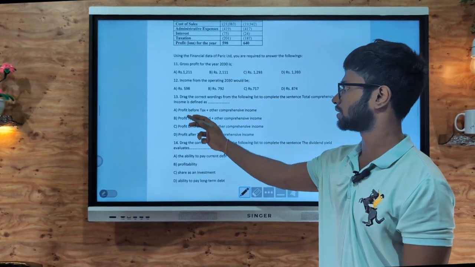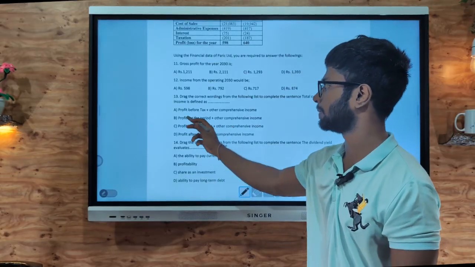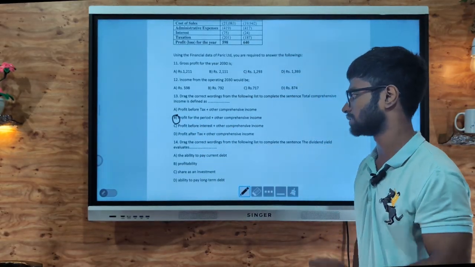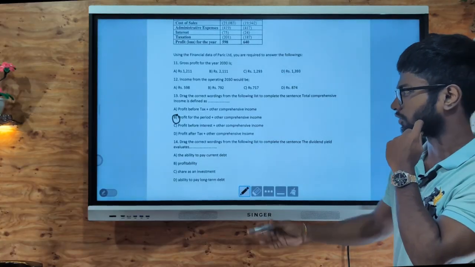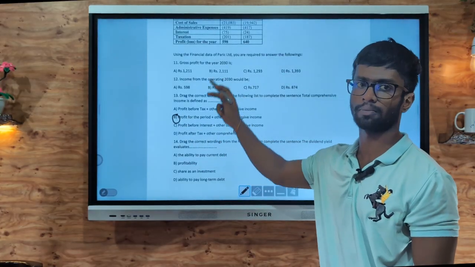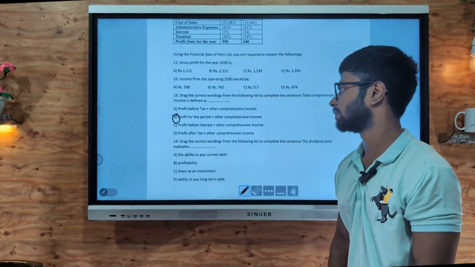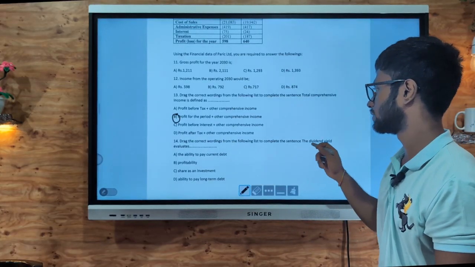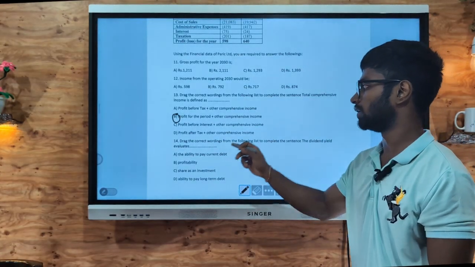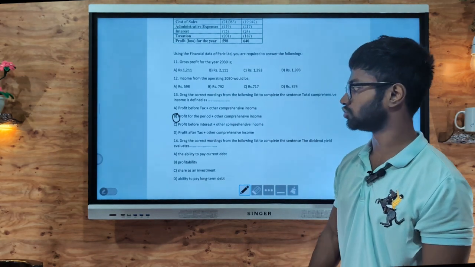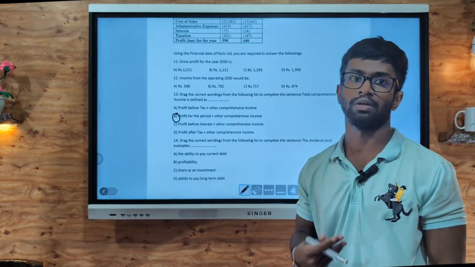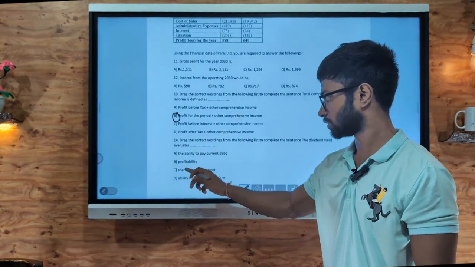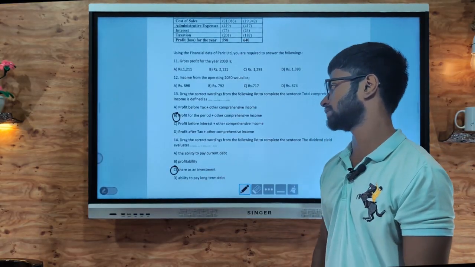That is also correct, but here profit for the period we take. What is at the end, what's remaining. So you get questions like this where you drag and drop in your exam. Next, you have: drag the correct wordings from the following list to complete the sentence. The dividend yield evaluates how much you have invested. Based on that, you get a dividend. Your share as an investment.